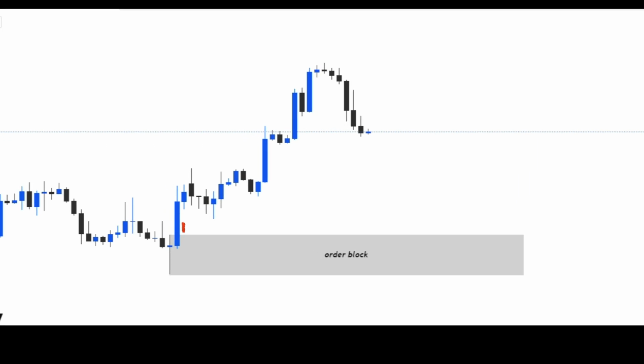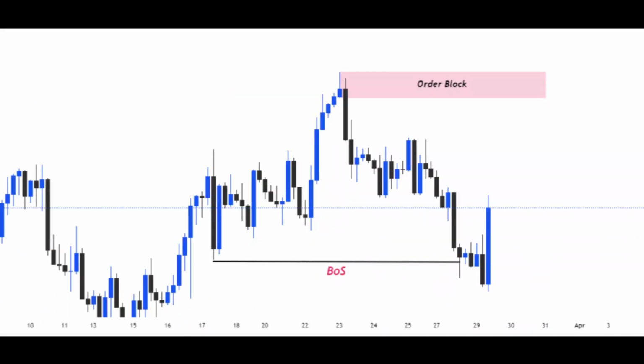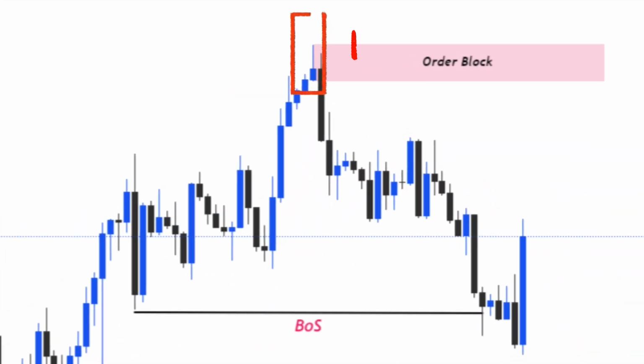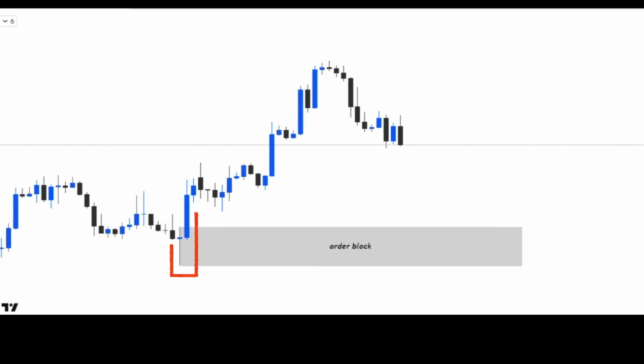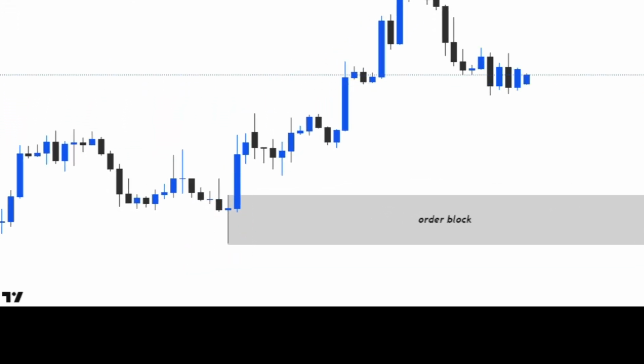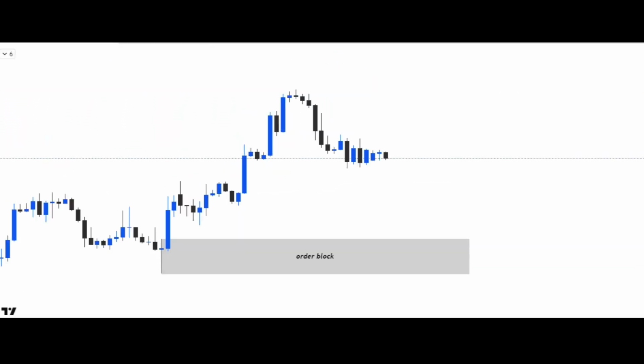Step 2. Find the last opposite candle. A valid order block is usually the last bullish candle before a strong bearish move, or the last bearish candle before a strong bullish move. This candle shows where smart money entered the market.